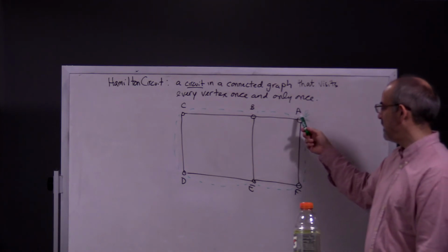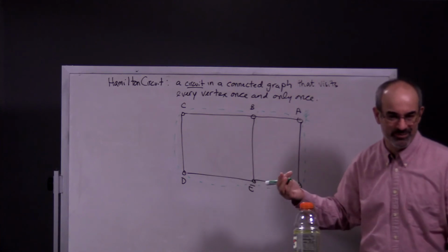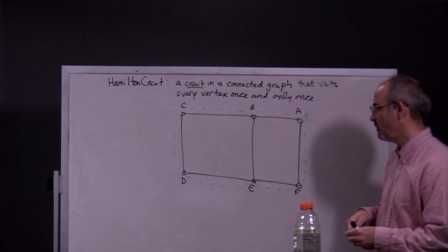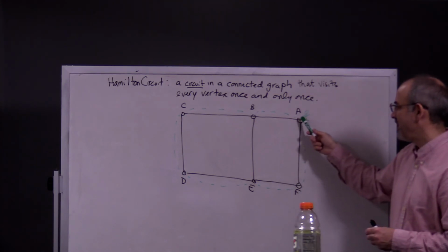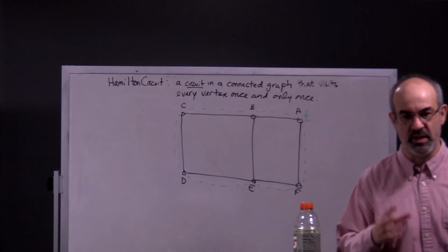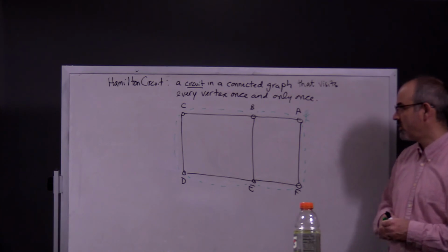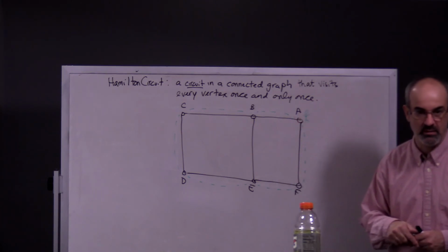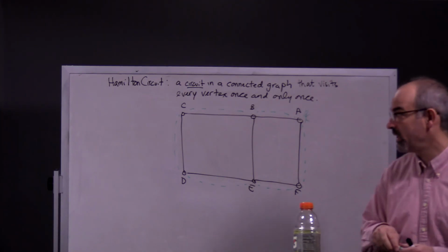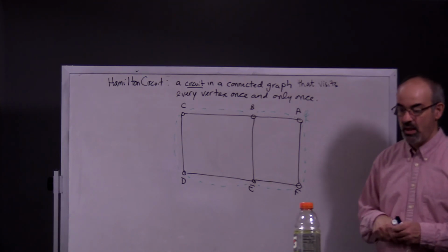Now I know you might say, well, we've been to A twice. Well, the place you start and finish at, that's considered just visiting it once. So we didn't visit that twice. We started there, and then we finished there, but that's just considered visiting every vertex once and only once. So that's a Hamilton circuit. It's just a circuit in a connected graph that visits every vertex once and only once.